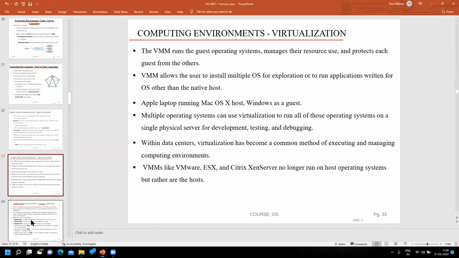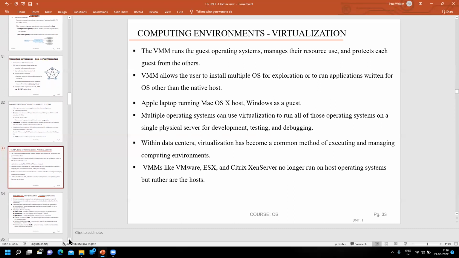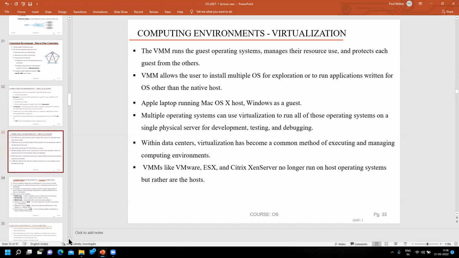For example, we can say the Apple laptop running on the Mac OS host, which acts as a primary host as well as a secondary host. It will allow another environment as a guest login.